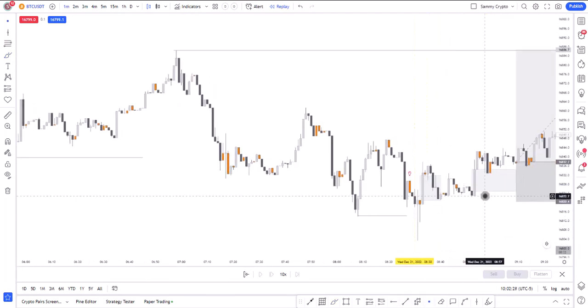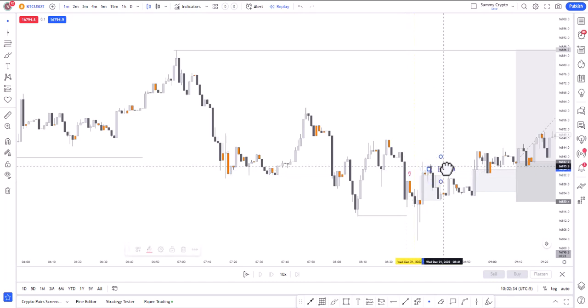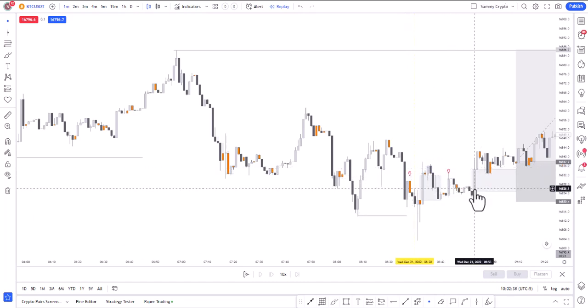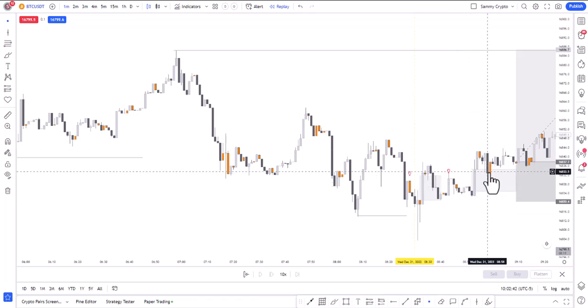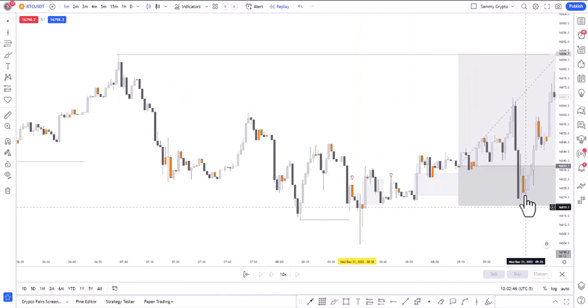Price went far, and you can see this is the same thing that happened here. Sorry, it broke this high. You can see this high. It broke this high, caused a displacement, and left an FVG here. Price traded back into the IVG. Did not really trade back into the IVG. Price pulled back and traded into this FVG.